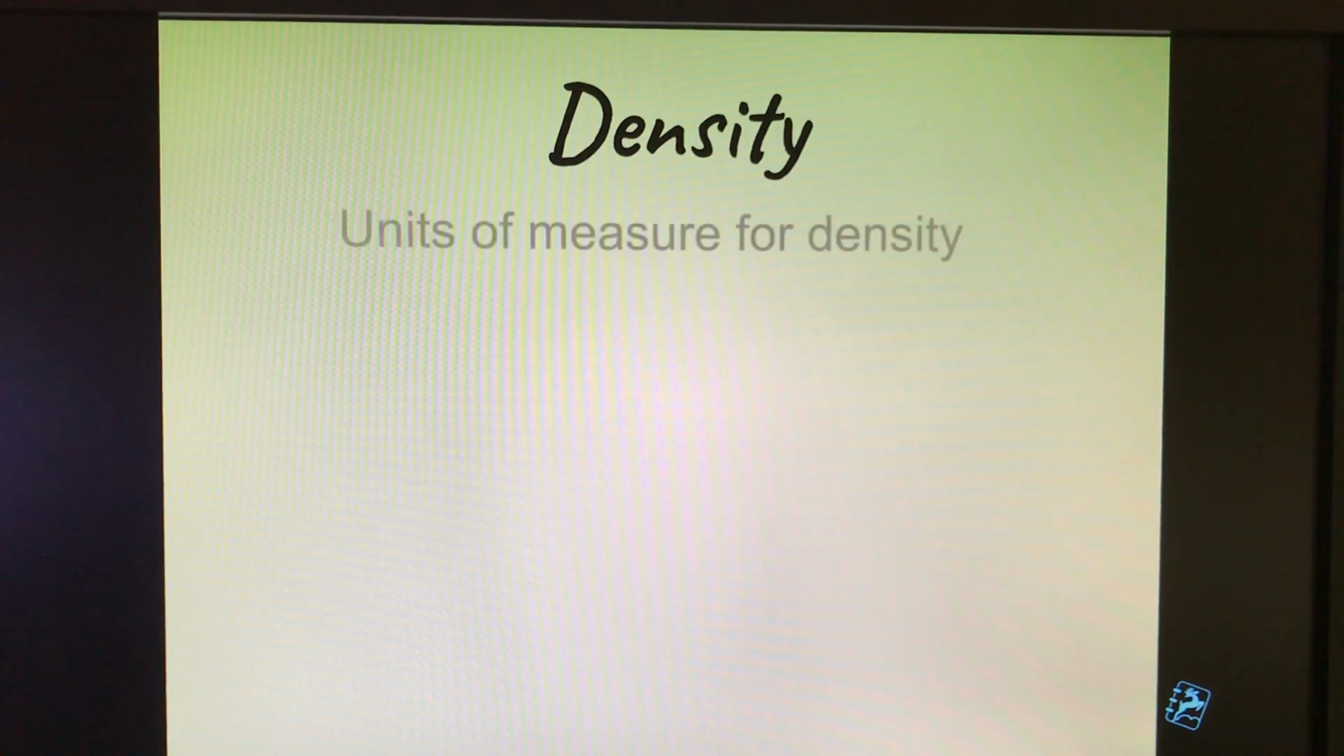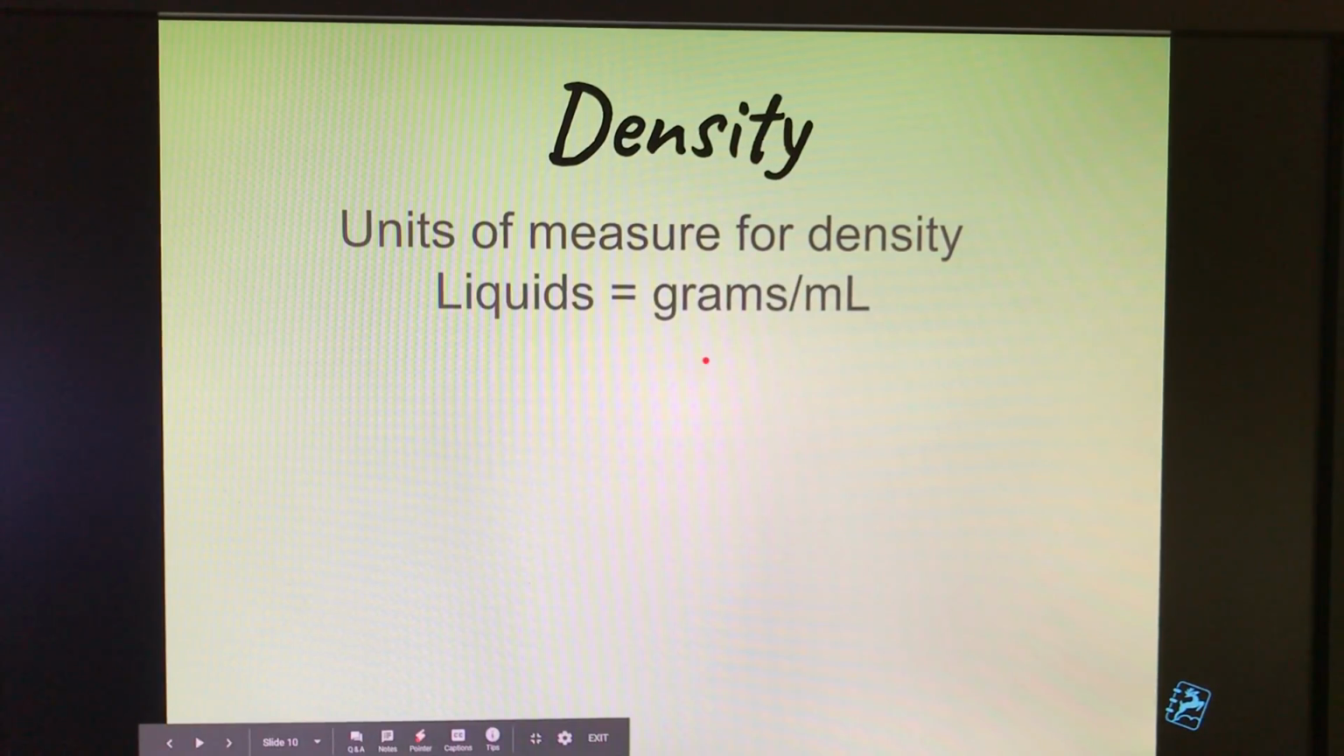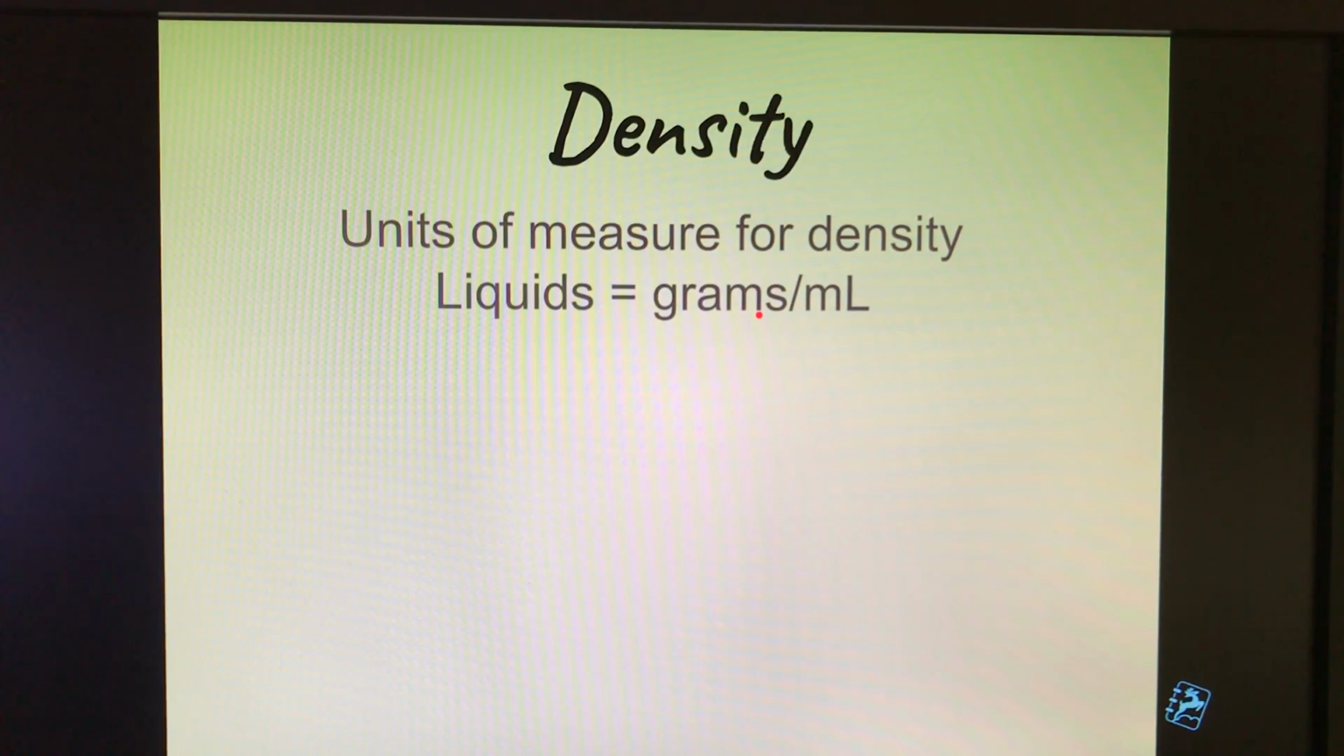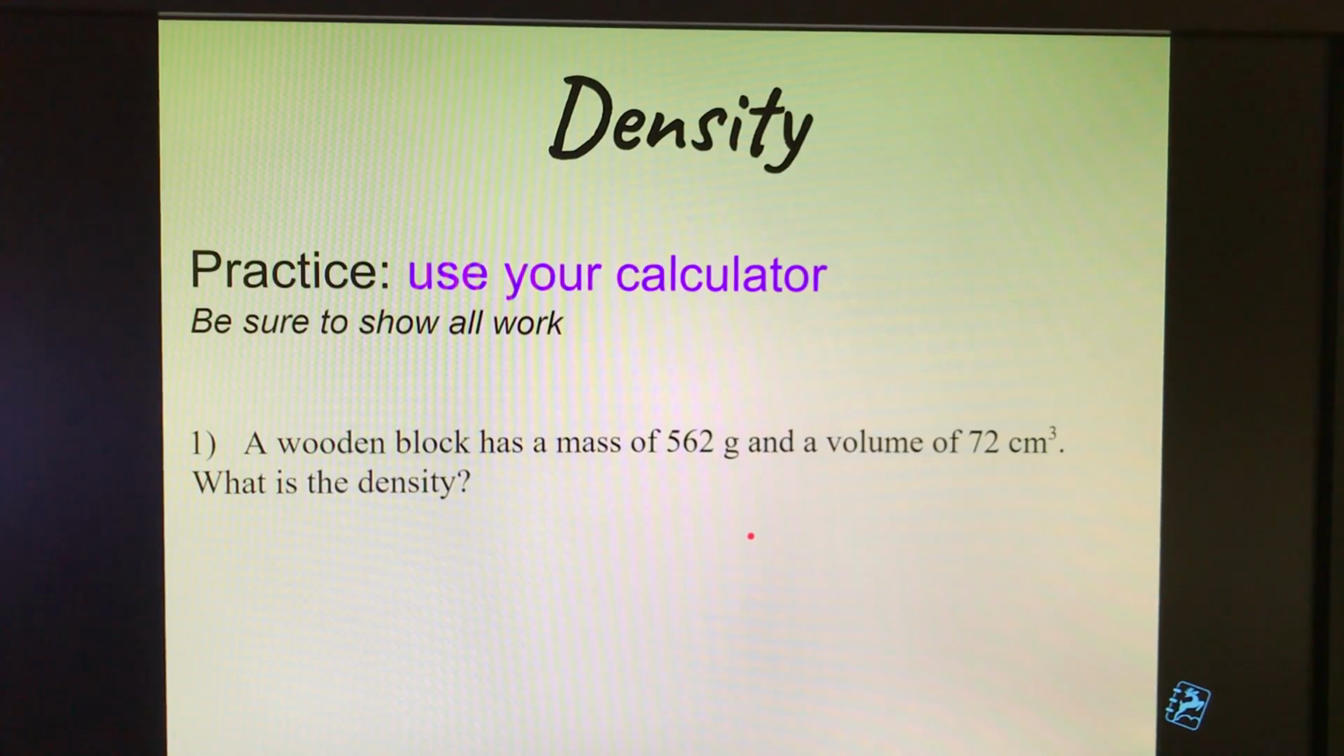So density. The units of measure for density are: for liquids, grams divided by milliliters. Remember, mass's unit of measure is grams. If you are dealing with a solid, it's going to be grams divided by centimeters cubed. So if you have a solid, we're dealing with this one. If we are having a liquid, we're going to label it with this one. So remember, you can always use your calculator.